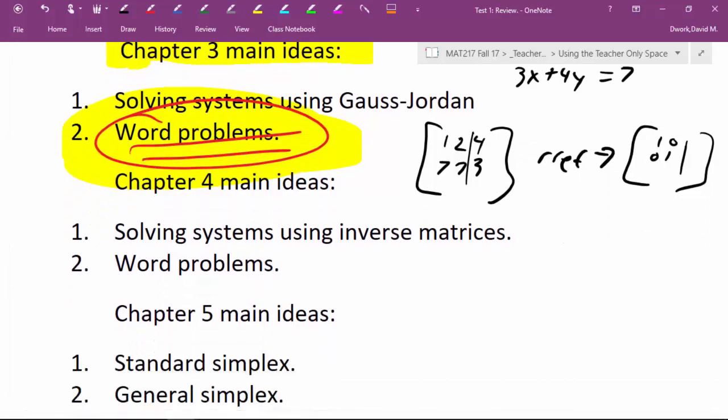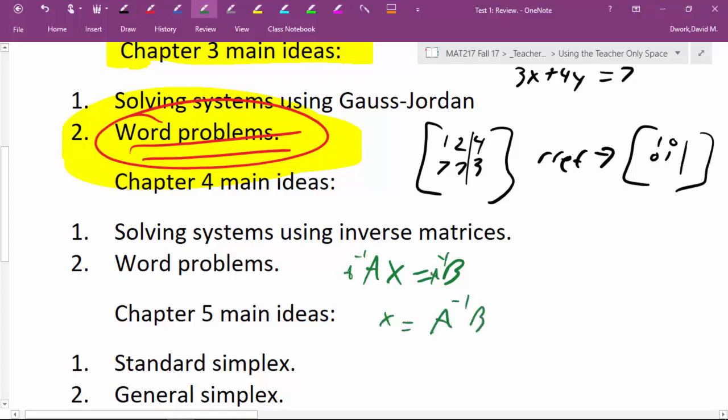Okay. Next, chapter 4, main ideas. Solving systems using inverse matrices. Okay. That was really the only new thing. We had a little bit of intro of just how we work with matrices. But no, the big idea was solving using inverse matrices. That's AX equals B, right? And how do we solve a matrix when it's in this form? Well, we multiply by A inverse on both sides. So that gives us X equals A inverse times B.